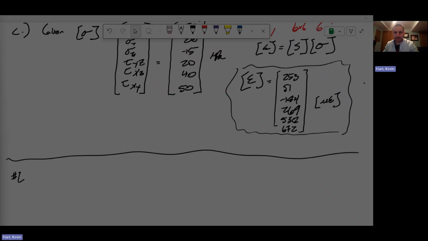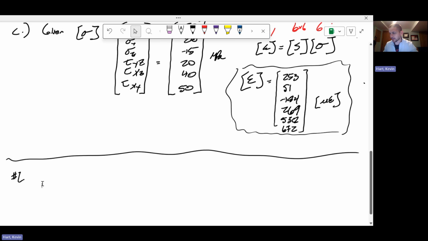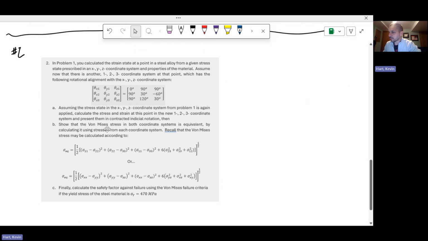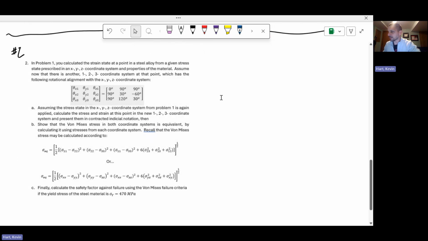There's some relationship to problem one for this particular problem, so we'll have to reference back to some things about problem one. In problem one, we calculated the strain state at a point in a steel alloy from a given stress state. Assume now there is a separate 1, 2, 3 coordinate system. In your head, you want to have some visualization that there exists some XYZ coordinate system in space where we know a point has a certain stress condition in the X, Y, and Z dimensions.